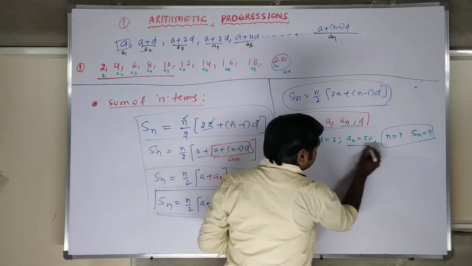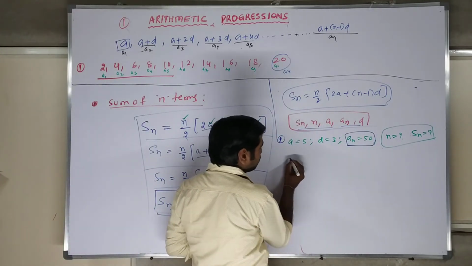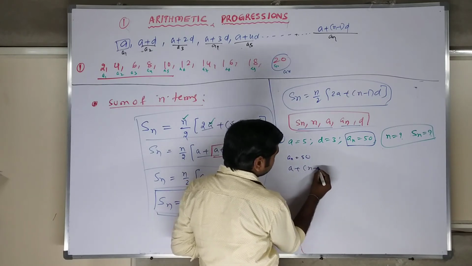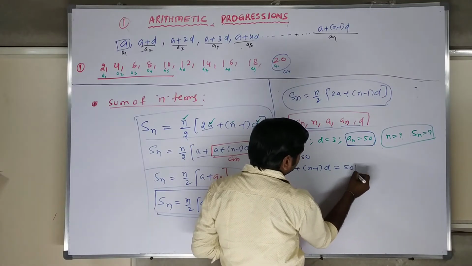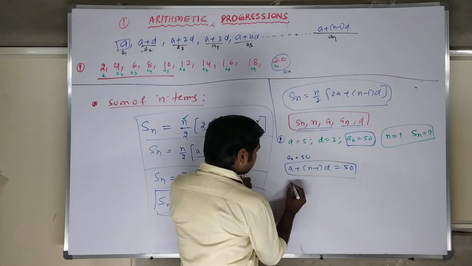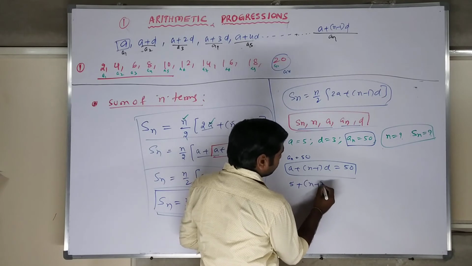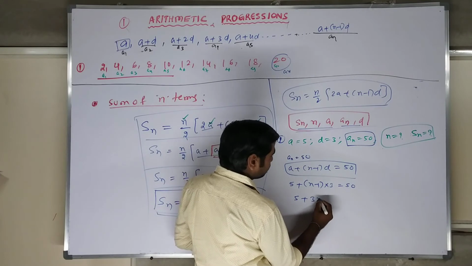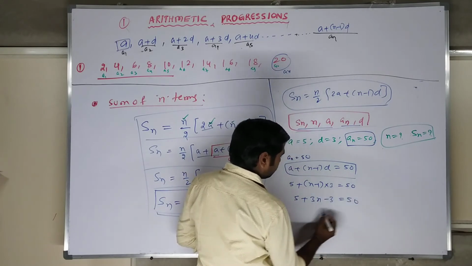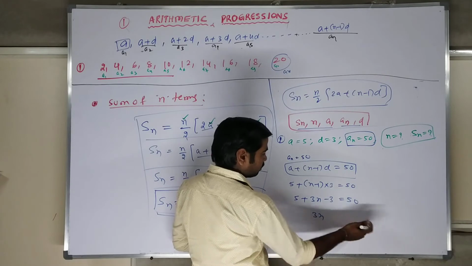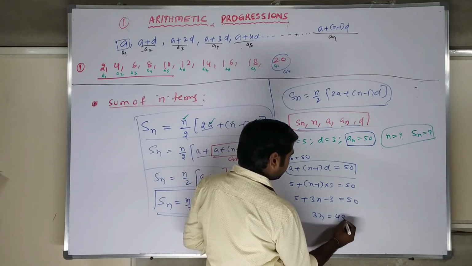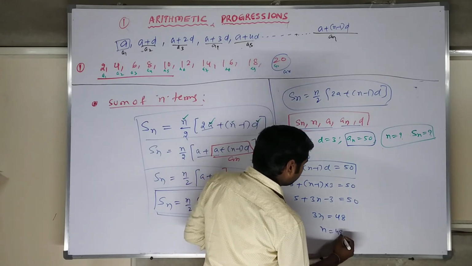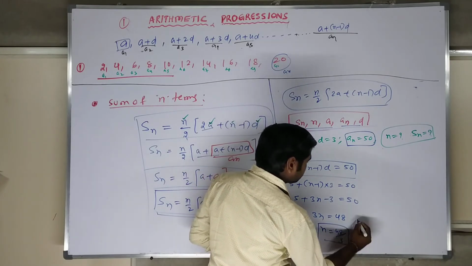The moment they mention a and d, you can always substitute those. a n is equal to 50. a n is equal to what? a plus n minus 1 into d is equal to 50. What are the known terms? a you know, substitute it. n you don't know. d is already 3. So 5 plus 3n minus 3 is equal to 50. So 3n is equal to 50 minus 5 plus 3, the 2 will go to that side. So 48 you got. So n is equal to 48 by 3. So n is equal to 16.